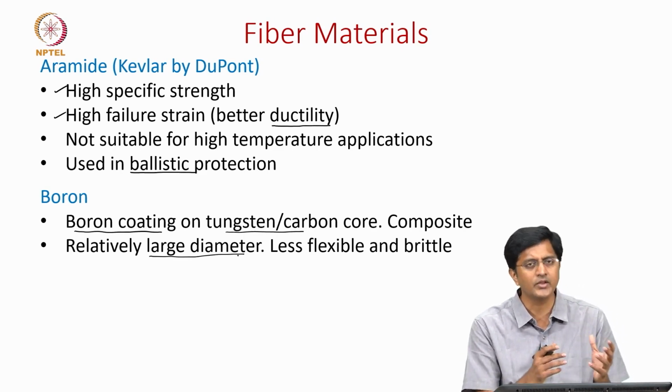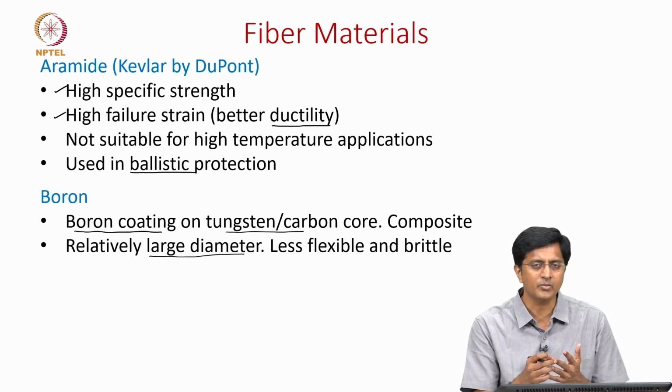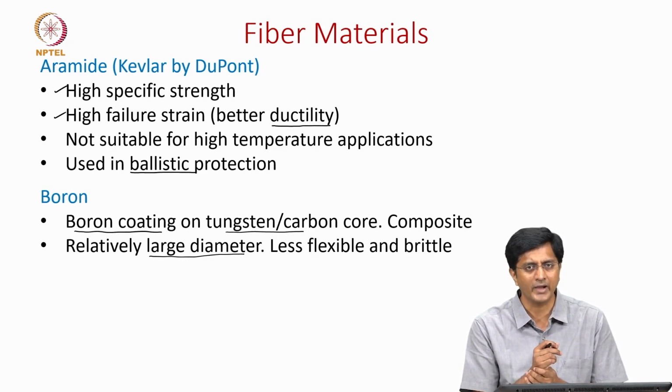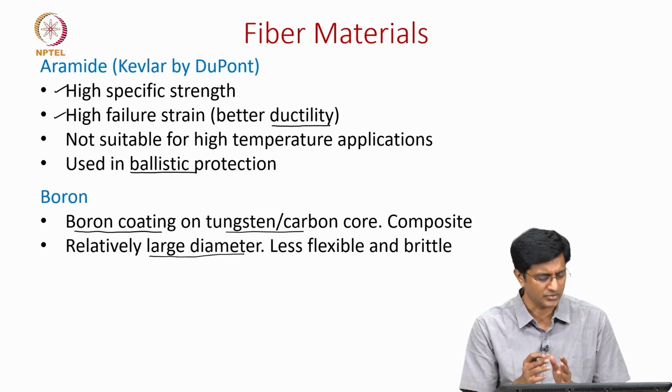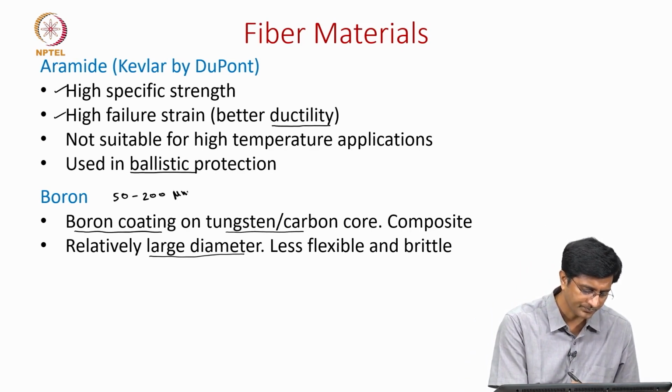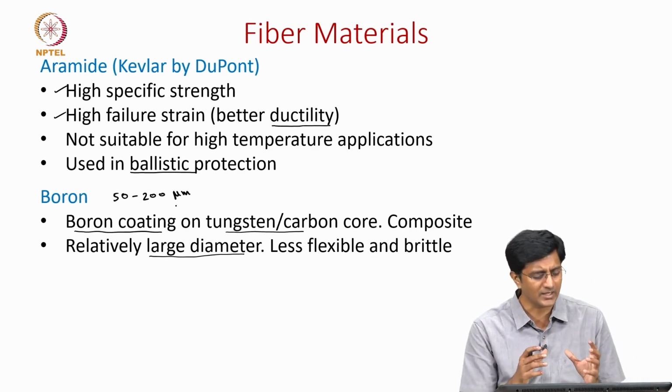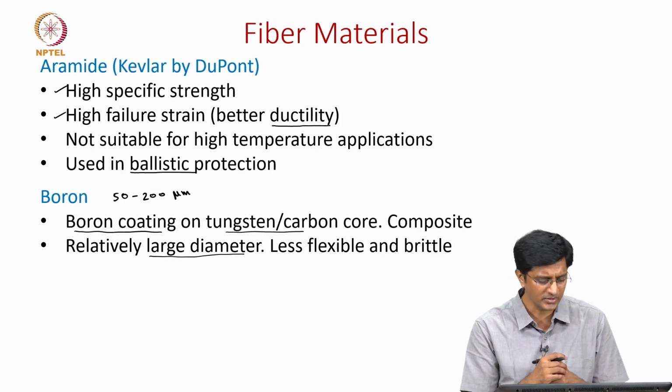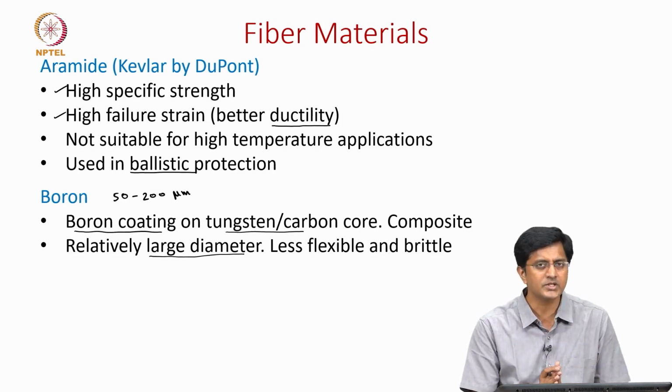Usually the others, like glass, carbon and aramid, are in the range of a couple of microns, from 5 or 10 microns, whereas in boron the size can go as high as 50 to 200 micrometers. So, these are much larger compared to other fibers. Because of the large diameters, they are less flexible and they also exhibit brittle behavior.